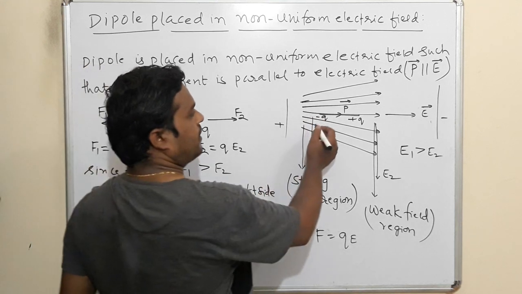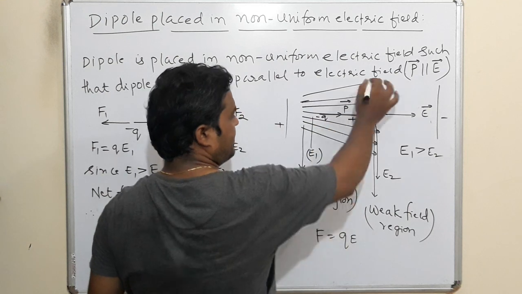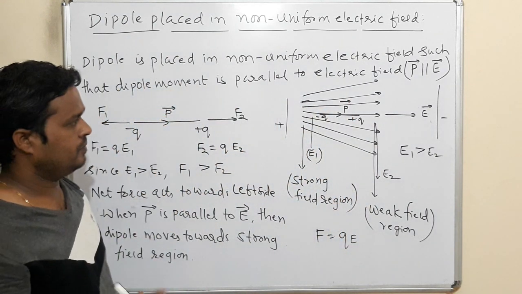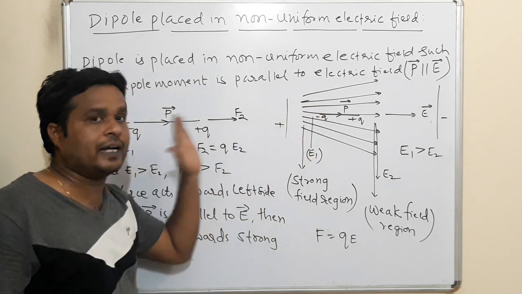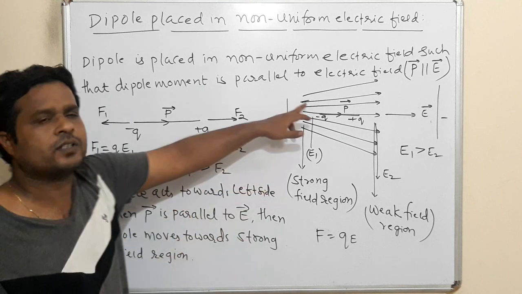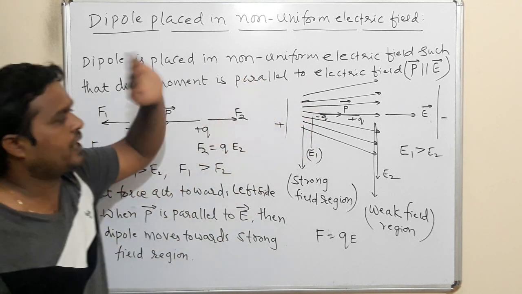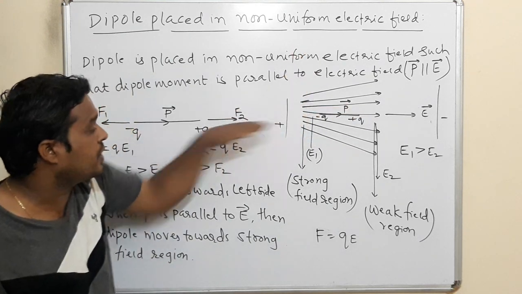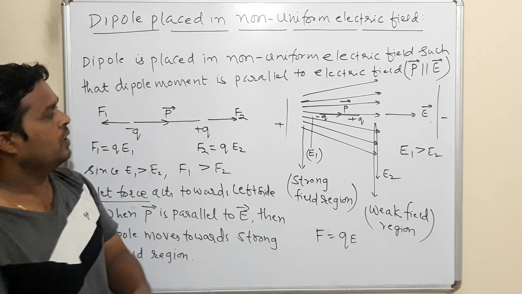Because of the torque, if you place it making some angle with the electric field, it will experience torque anyway. It will experience torque as well as move in one direction. That means it is also showing translatory motion. Rotational motion will be due to torque and translatory motion is due to net force.